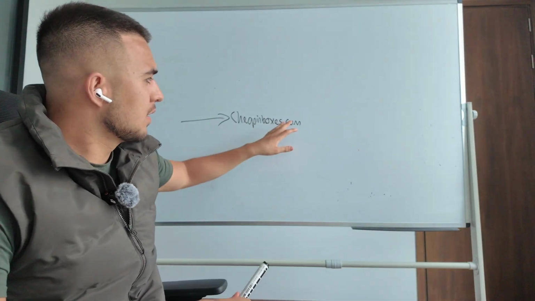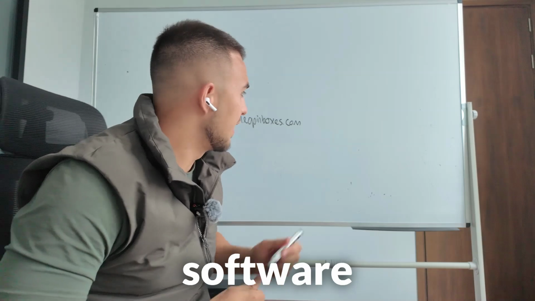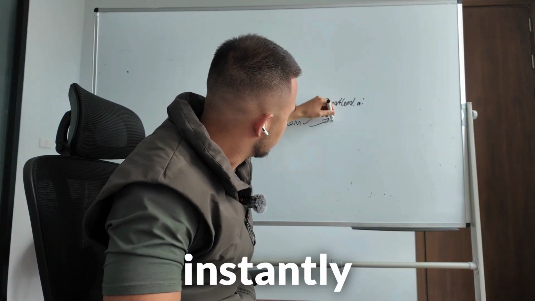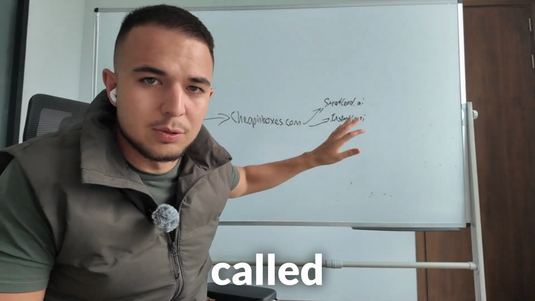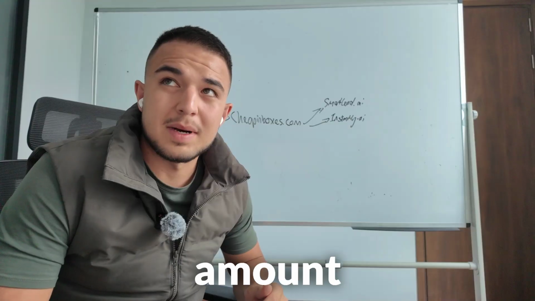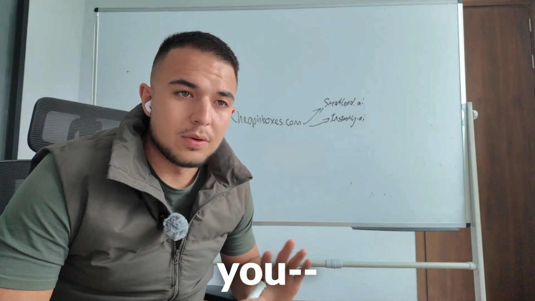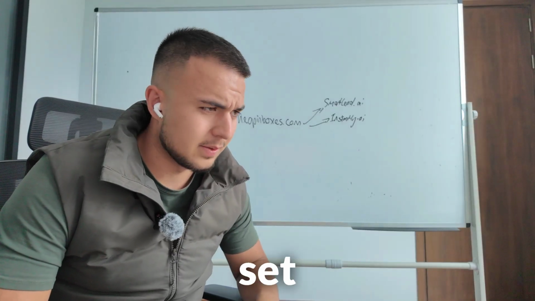From there, they will basically upload it to your sending software. So your sending software will either be Smartlead.ai or Instantly AI. I think it's Instantly.ai, but it's called Instantly or Smartlead. I use Smartlead. Set up an account, pay for a certain amount of sending volume per month, and all you need to do is just buy an account and then Cheap Inboxes will set you up.